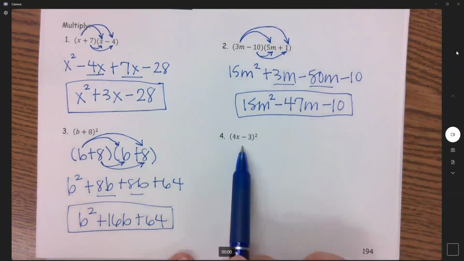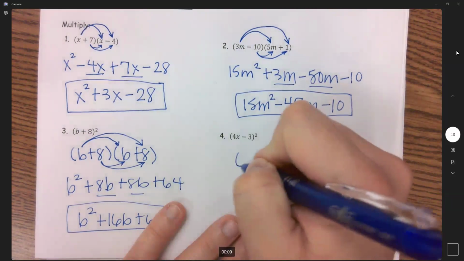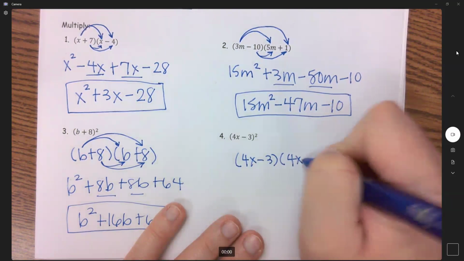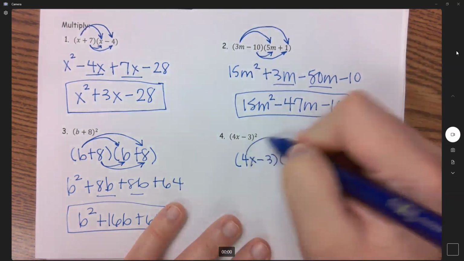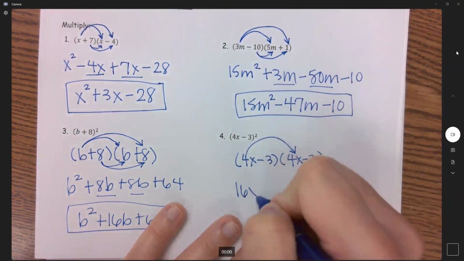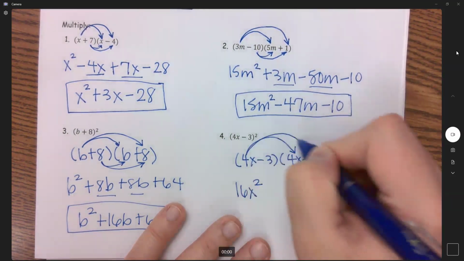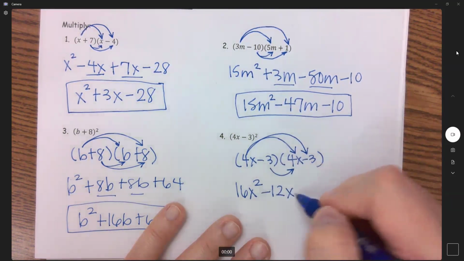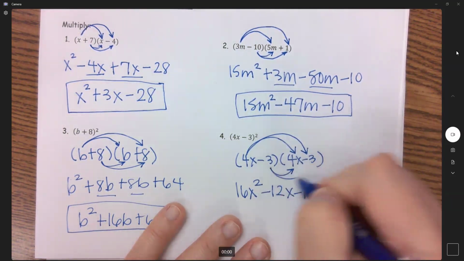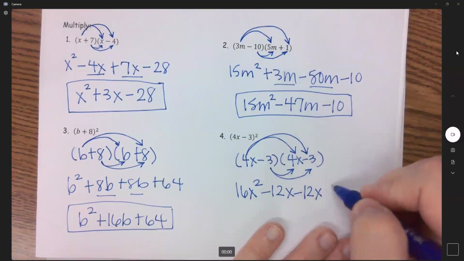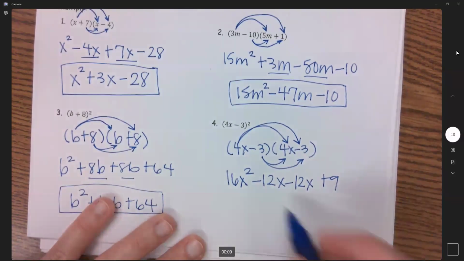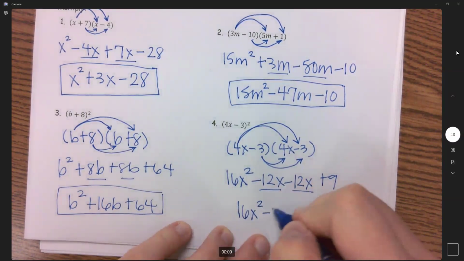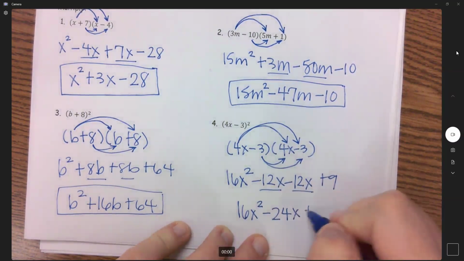First thing we have to do is expand this out. So this is 4x minus 3 times 4x minus 3. My first is 16x squared. My outer is negative 12x. My inner is negative 12x. And my last, negative times negative, is a positive 9. Combine your like terms, and we get 16x squared minus 24x plus 9.